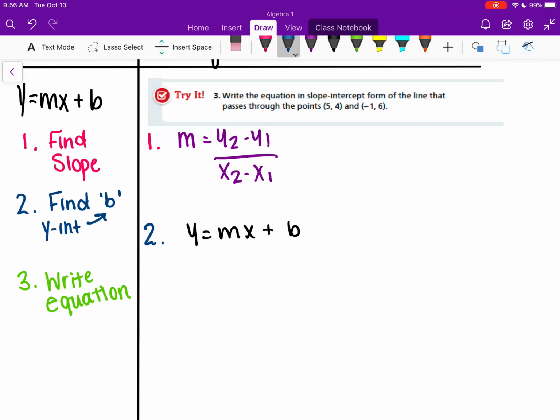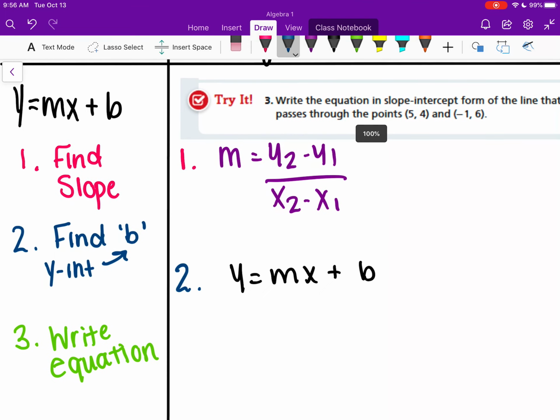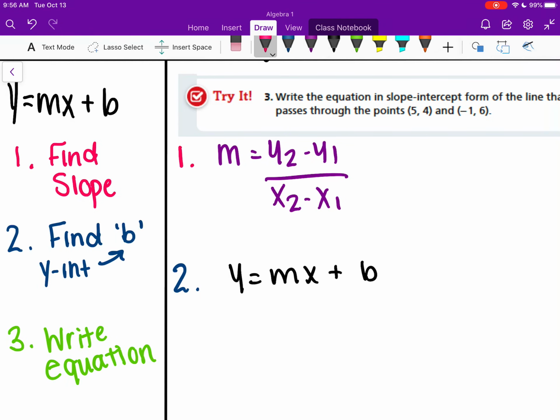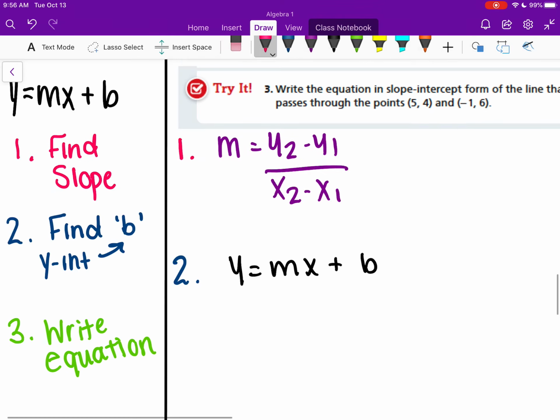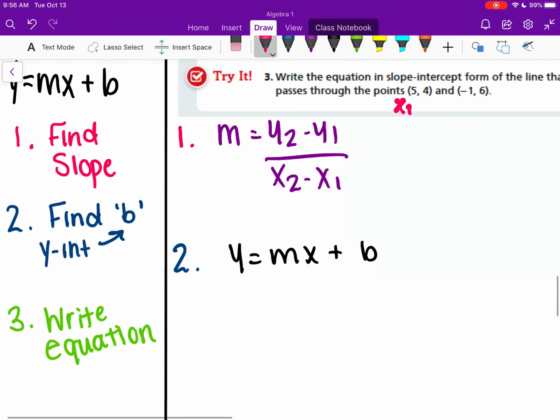So our first step is going to be to find the slope, and I've written our slope formula there, y2 minus y1 over x2 minus x1. Let's actually go through and label our points so we don't get confused. All right. So this is my first ordered pair. This would be my second ordered pair. So that means that 5 is my first x, x1. 4 is my first y, y1. -1 would be my second x, x2. And 6 would be my second y, y2.